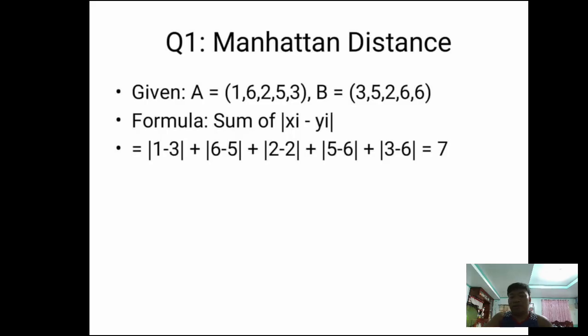And question 2 is Euclidean distance. The formula is the square root of the sum of (xi minus yi) raised to 2. For (1 minus 3) plus (6 minus 5) plus (2 minus 2) raised to 2 plus (5 minus 6) plus (3 minus 6) raised to 2 equals 15, and the square root is 3.87.